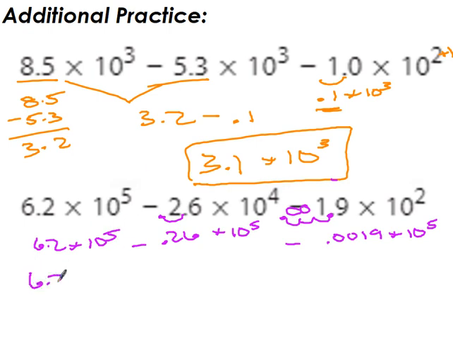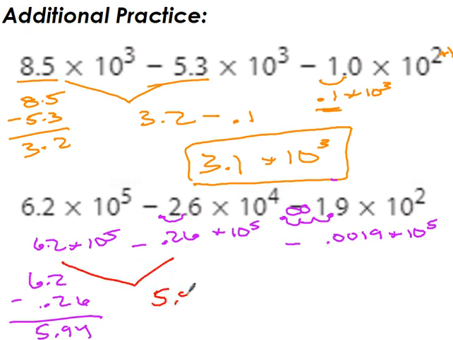So I have to do 6.2 minus 0.26. It's going to give me 5.94. I just did quick mental math. So 6.2 minus 0.26 is 5.94. And now I got to subtract 0.0019 from that.